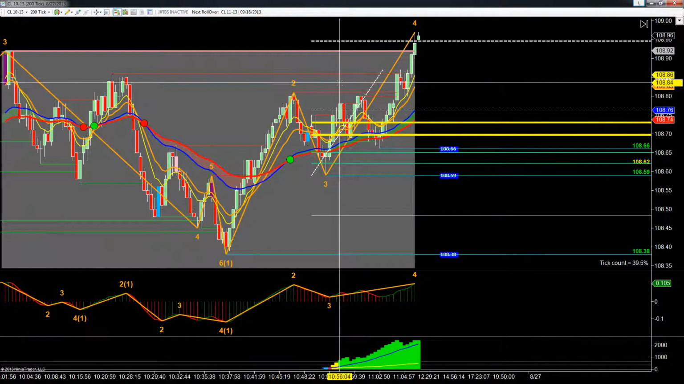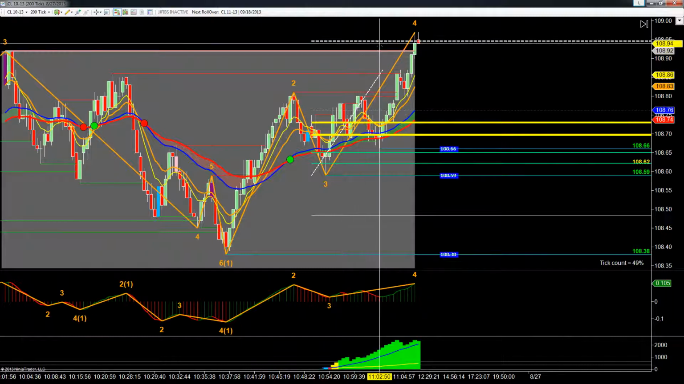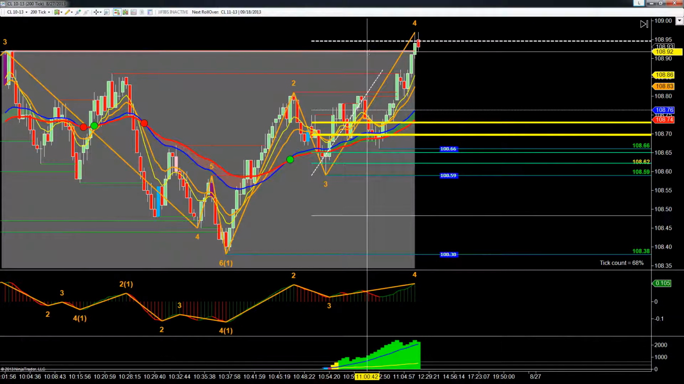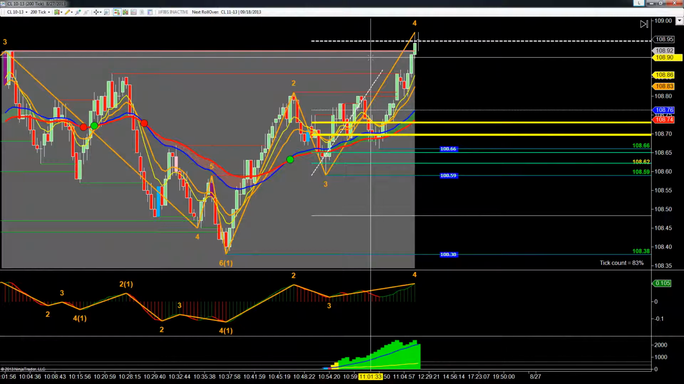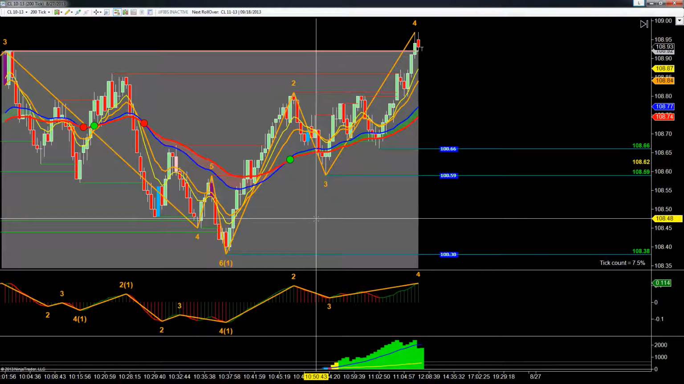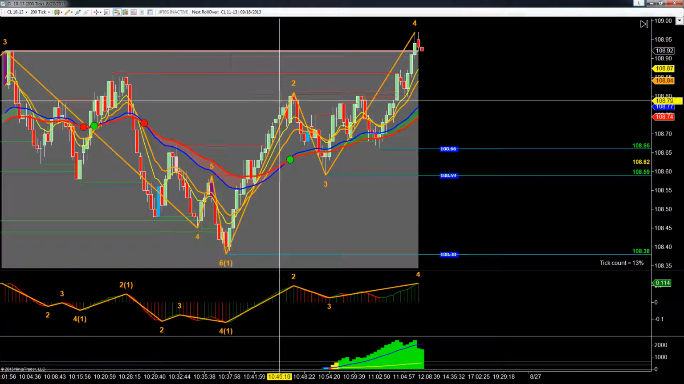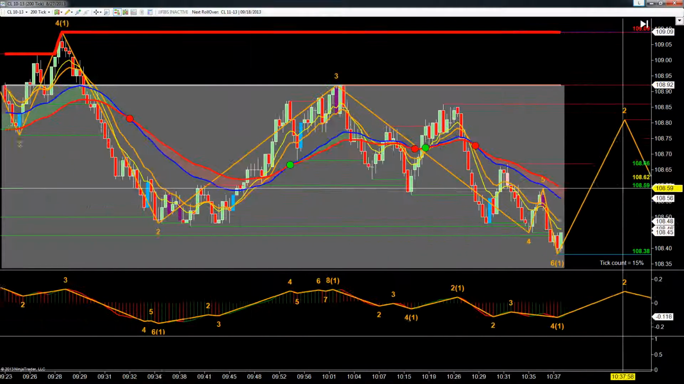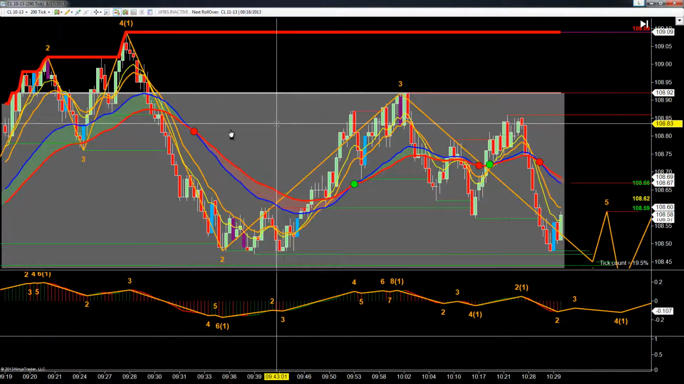Okay, so we filled our final target up here. We did adjust it a little bit ahead of that, so it was at 108.91, for a really nice runner of 31 ticks. Overall, a really, really good trade. It worked out exactly like I hoped it would, in the sense that we had an ABC correction, and we're most likely going back to the highs up there at 109.09.